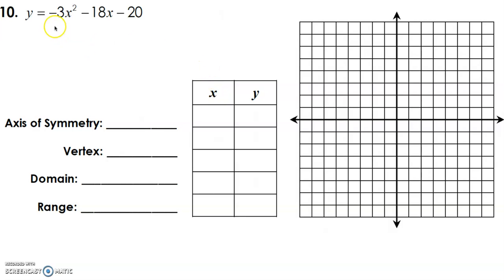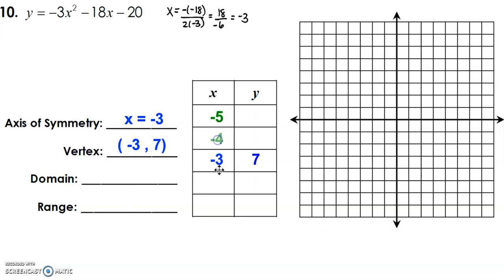Our next example, we have -3x squared minus 18x minus 20. We plug in -b over 2a to get our axis of symmetry, equal to -3. Gives me the x value. When I plug in the -3, everywhere I see an x, watch out for those negatives here. And that gives me +7 for the y value, which means my vertex is (-3, 7).